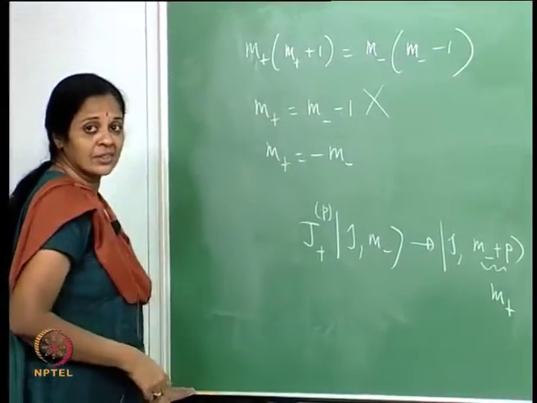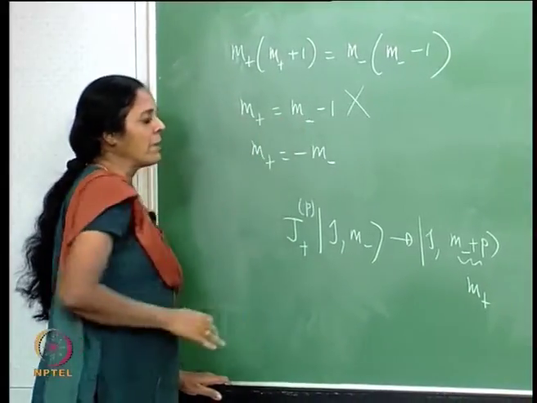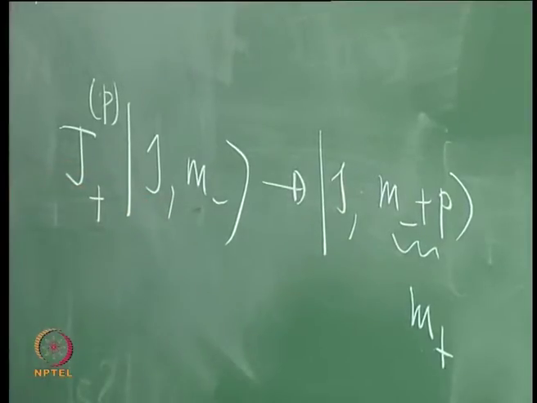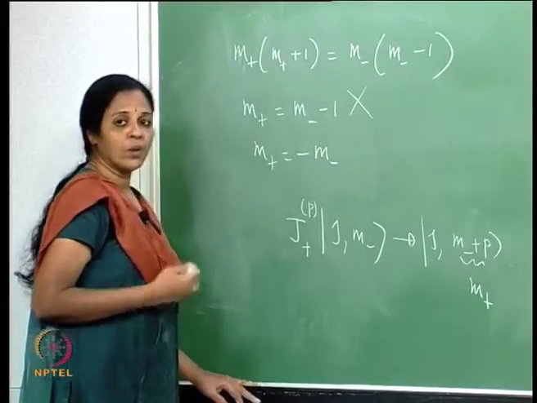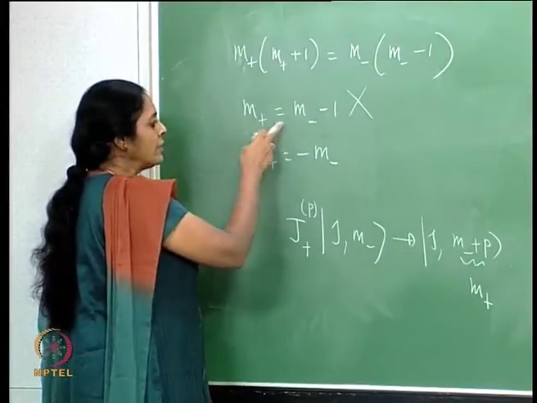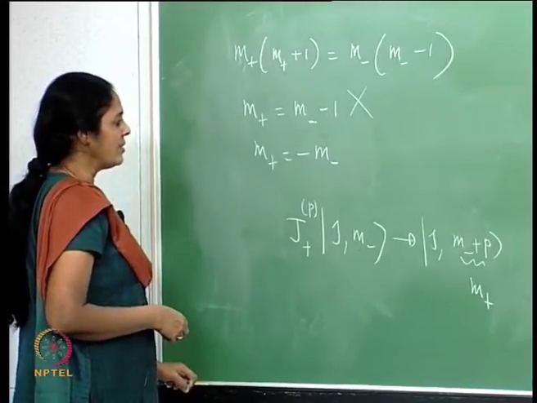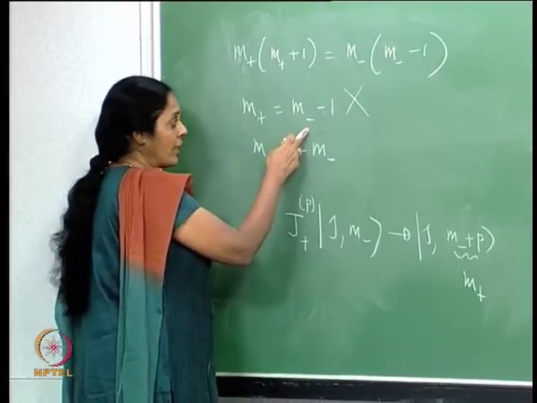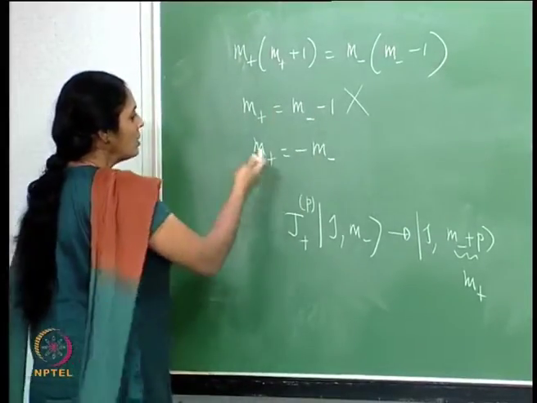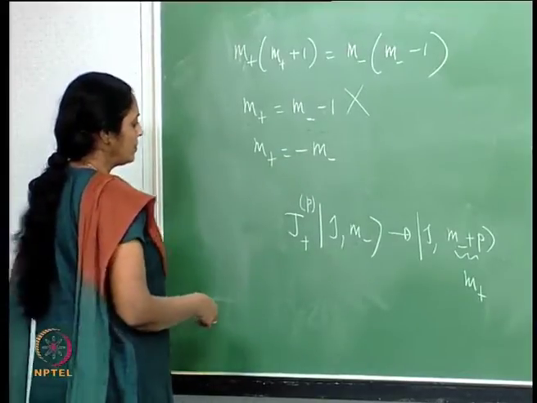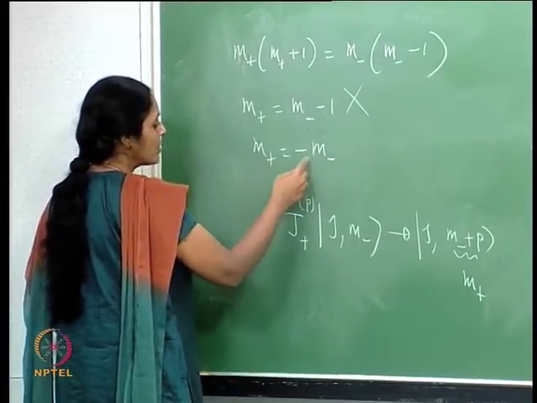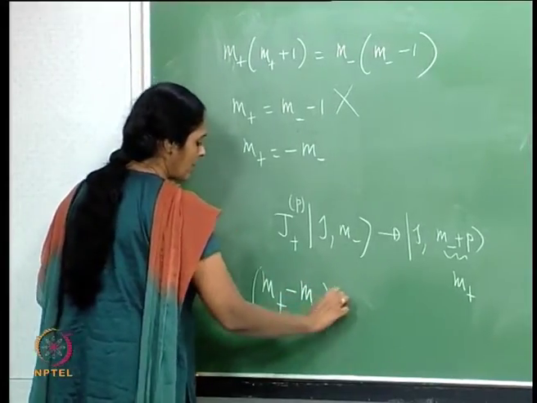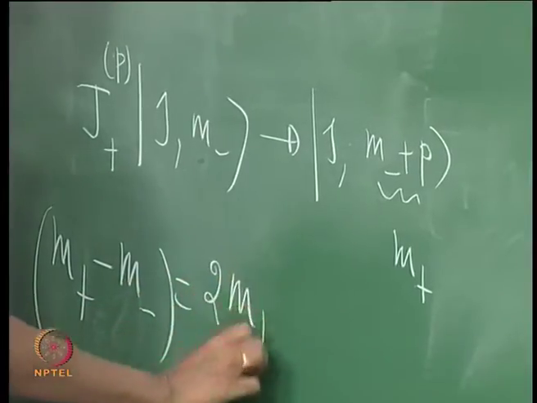greater than m minus. The difference between m plus and m minus has to be an integer, because every time j plus acts on the state, it increases the m value by 1. And therefore, I know that the difference m plus minus m minus is an integer. I also know that m plus is the upper bound and m minus is the lower bound on m, and therefore this relation is not true, whereas this is more acceptable. And therefore, if m plus is equal to minus m minus, m plus minus m minus is 2m plus.